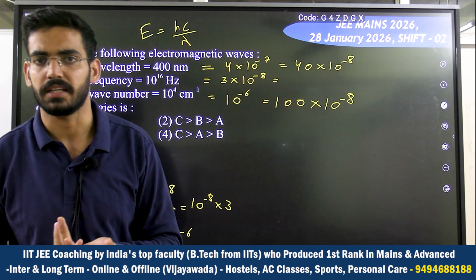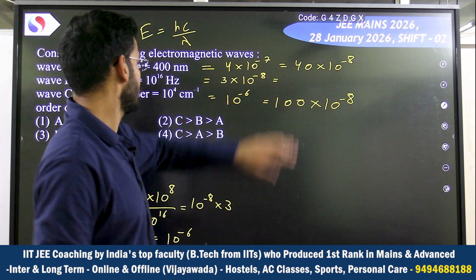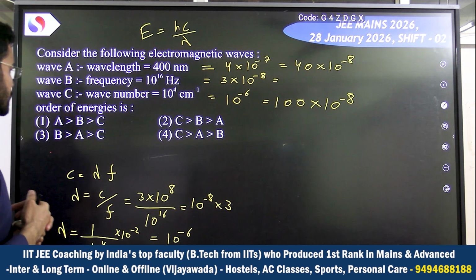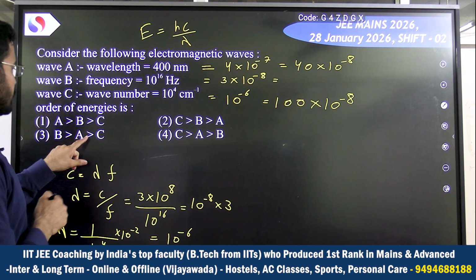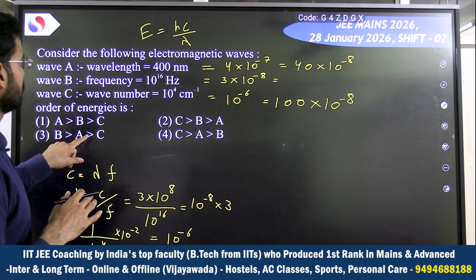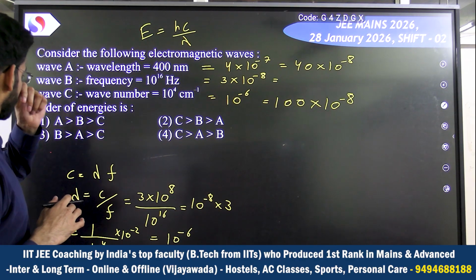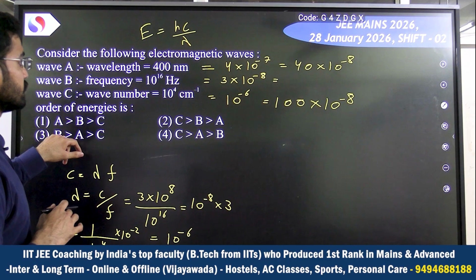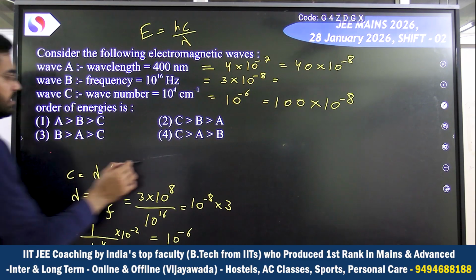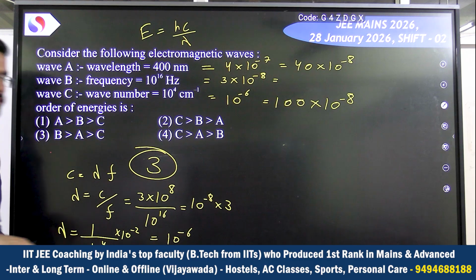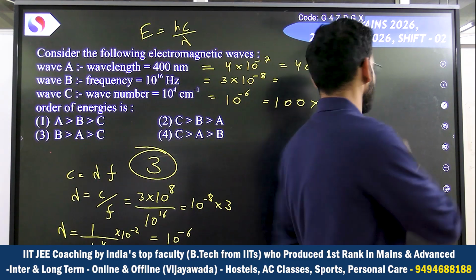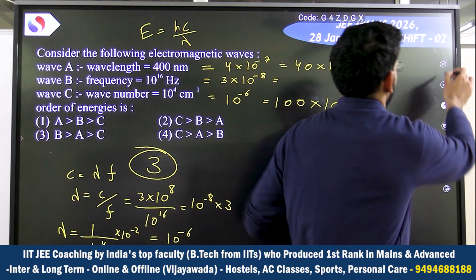Whoever has the higher lambda will have the lower energy. So wave C has the highest lambda, which means its energy is lowest. So wave C has the lowest energy. That I can see in the first and third options. Then wave A is lower, and B has the highest. So the third option is my answer. Got the point? I hope it is clear. We compare the lambda and use E equals hc by lambda to get the answer.